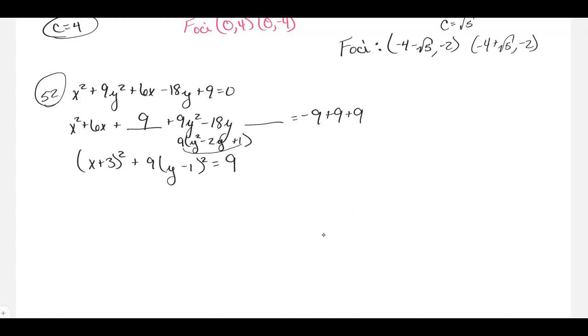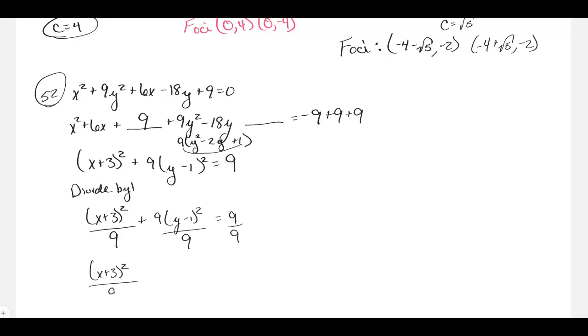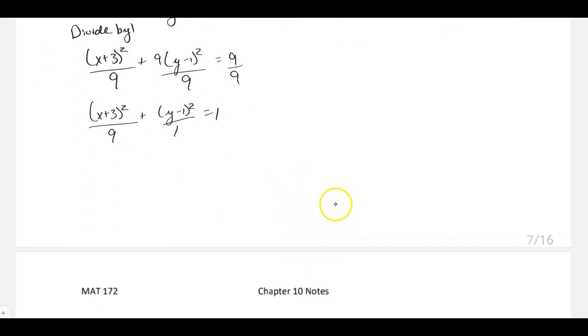So to get this into standard form, we need to divide by 9. Okay, reason is we got to have this guy equal to a 1. So I'm going to have (x plus 3) squared over 9 plus 9 times (y minus 1) squared over 9 is equal to 9 over 9, which is 1. Reduce. So there we are. So here's our form.